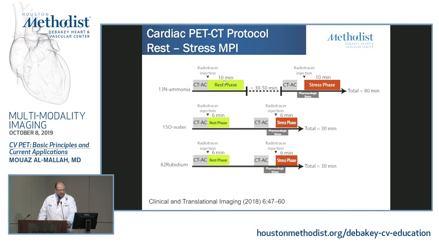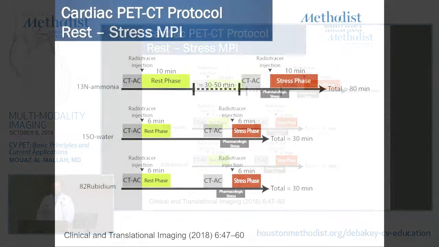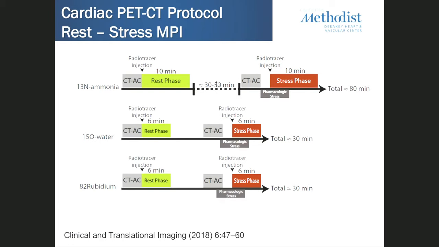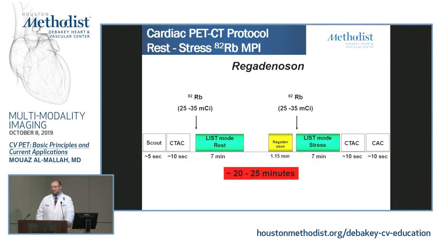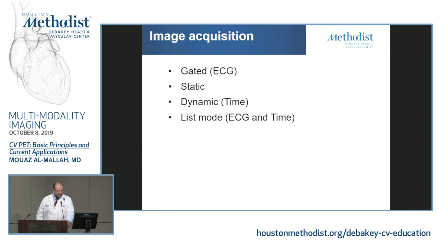Now, for ammonia, it's very similar. The only thing that's different here is that you have to wait 30 to 50 minutes in between the two injections. So technically, if you're using ammonia, there has to be a gap between this and this of about 30 to 50 minutes. So most of the time, you don't want to keep the patient on the PET table, and people move them out and put them back in. That's why it requires some coordination and enough rooms to allow for that.